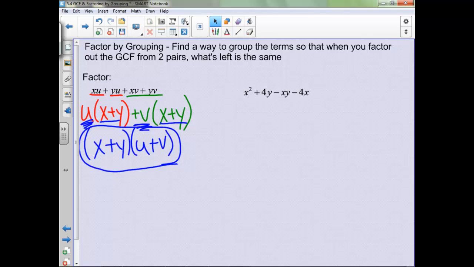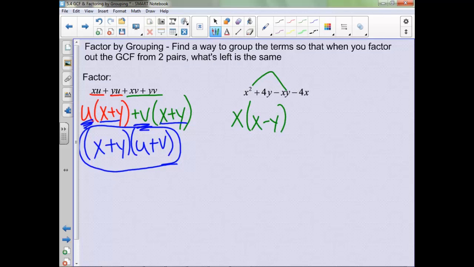Same thing here. Notice though if we grouped the first two, they don't have any common factors, so that's not going to help us. So let's try maybe doing these two. Notice they have a common factor of x. So when we take that x out, we're left with x minus y. And when we then factor these two together, we can take out a 4. I'm taking out a positive 4, so we're left with y minus x.